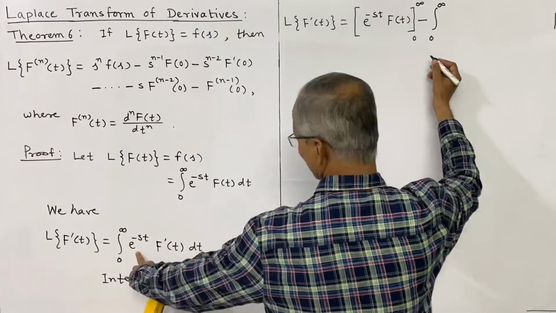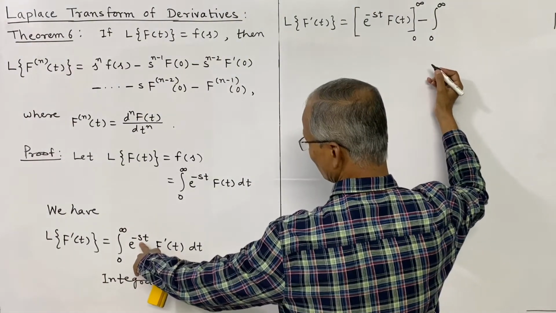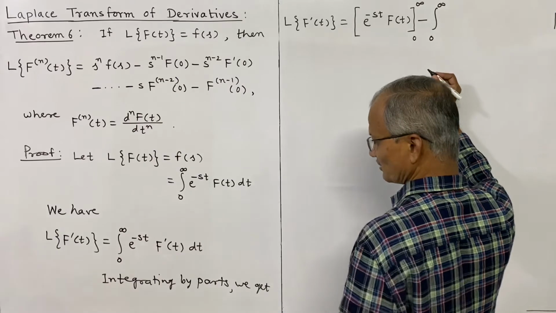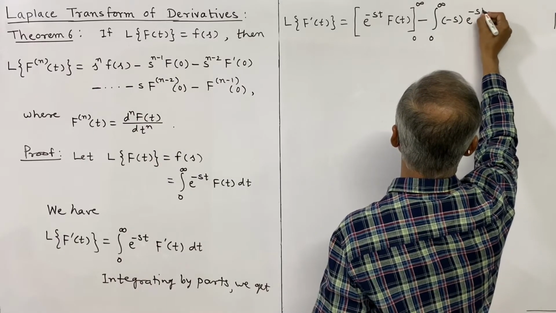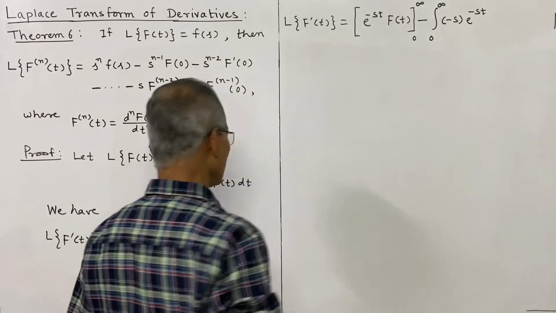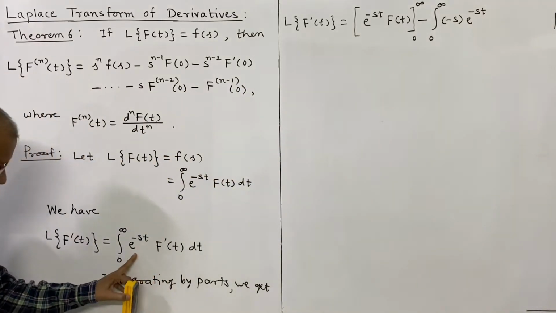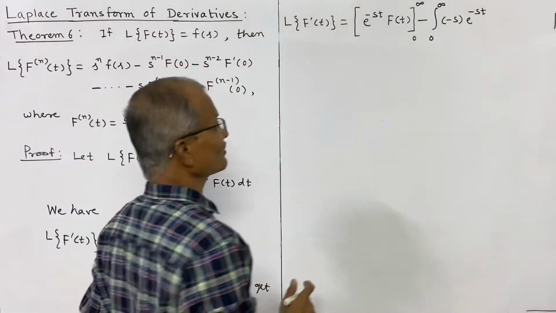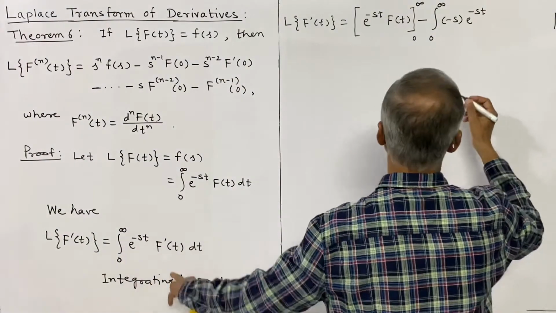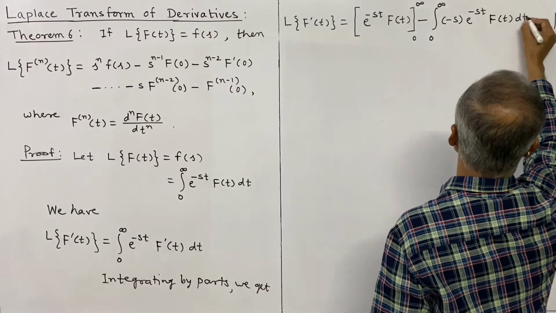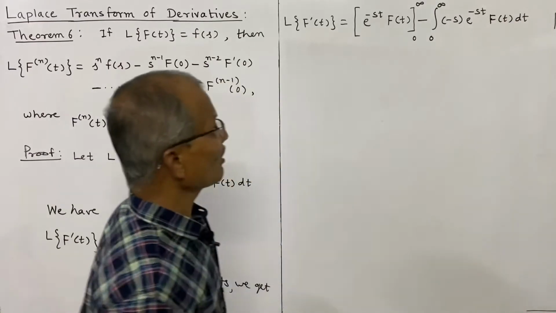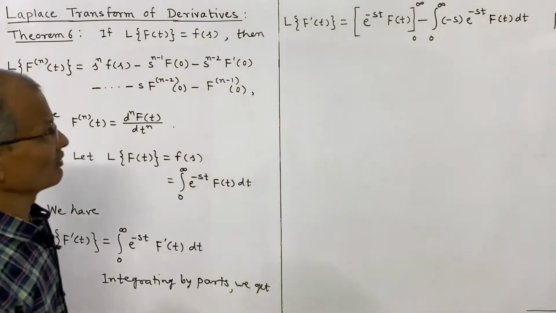So that is e power minus st into derivative of minus st with respect to t, that is minus s. So minus s e power minus st is the derivative of e power minus st, you note this. And again the integration of second, that is integration of f dash t, which is f of t dt. So this is the rule of integration by parts we have used.